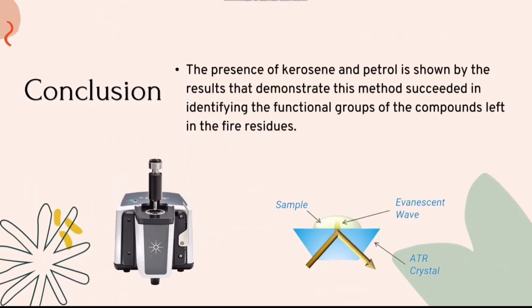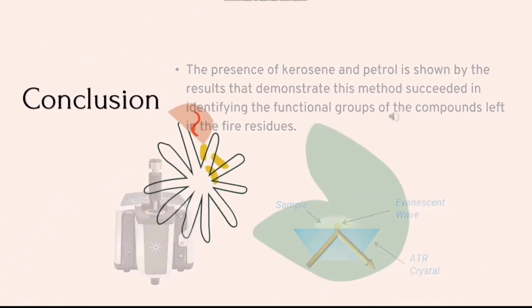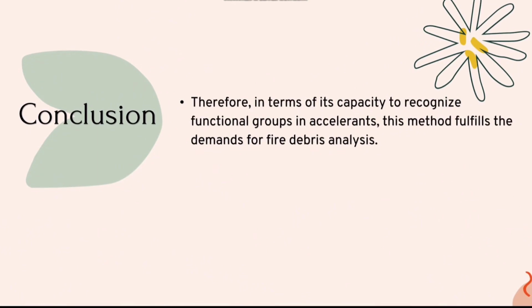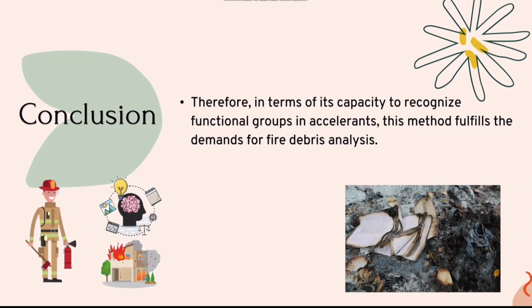The ATR-FTIR was utilized to analyze the arson residue and find out whether the functional groups of the experimental accelerants were present. The results demonstrate that this method succeeded in identifying the functional groups of the compounds left in the fire residue, showing the presence of kerosene and petrol. However, the results for this technique are insufficient to detect the specific kind of accelerants utilized. Therefore, in terms of its capacity to recognize functional groups in accelerants, this method fulfills the demands for fire debris analysis.